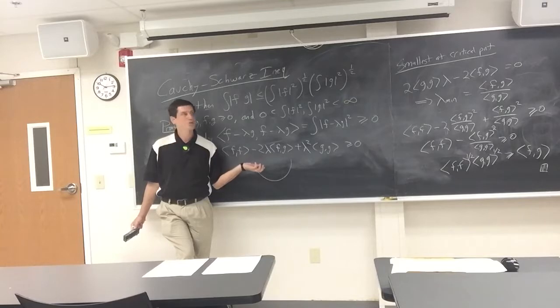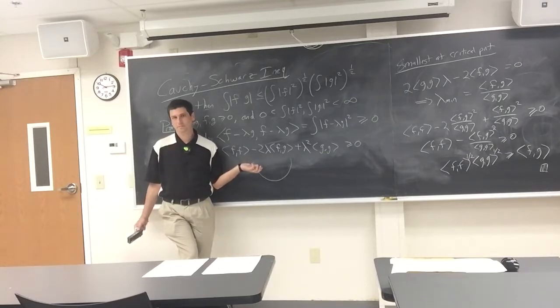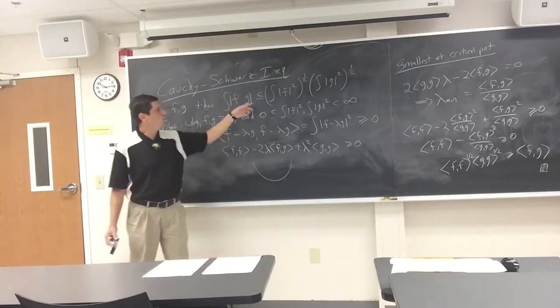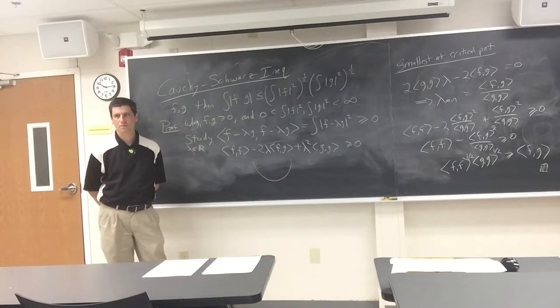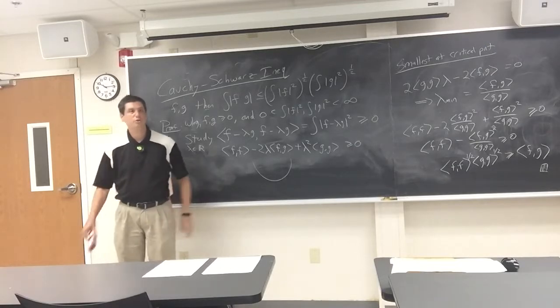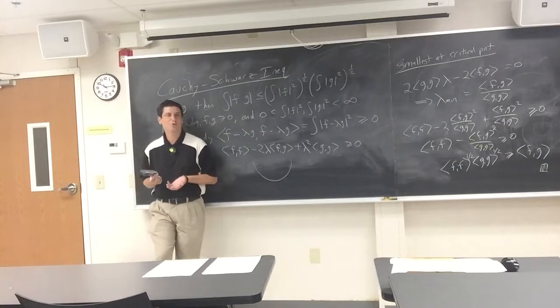The next thing you could ask is, when is the Cauchy-Schwarz inequality an equality? And if you look at this, when do you think you might have equality? Any thoughts on a relationship between f and g that might give you an equality?